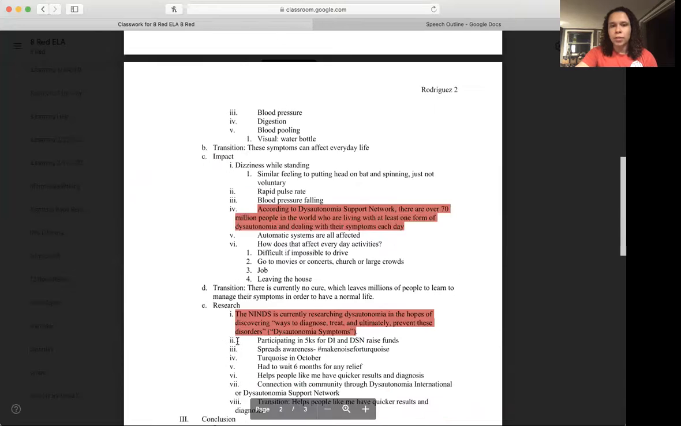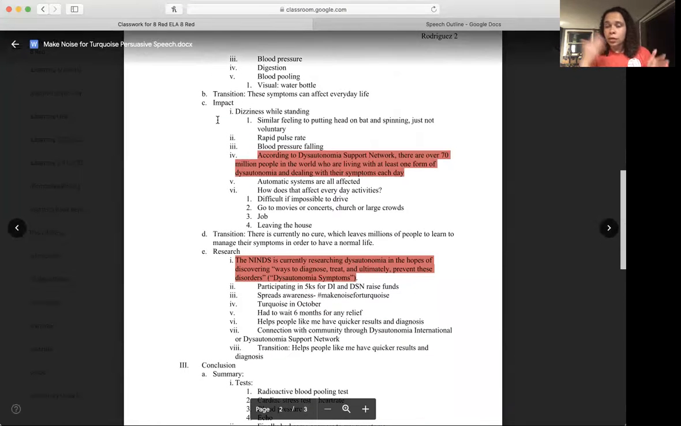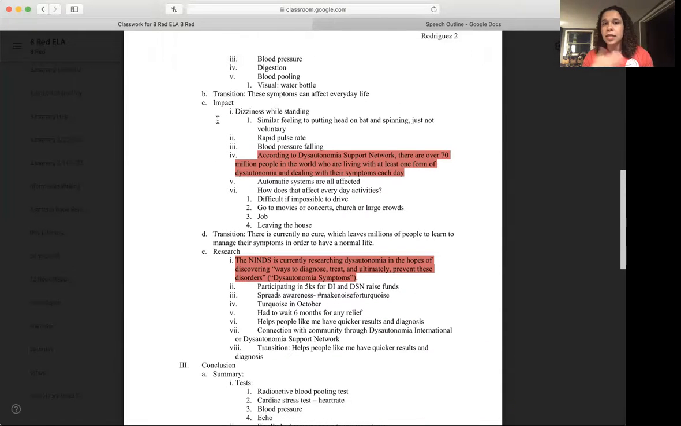That is my transition. Now I'm going to go back, talk about my second main point, and that is the impact the symptoms can have. Then I'm going to explain it. The things that are highlighted in red are the statistics and the actual research that I have done from my Q3 Writing for a Cause paper that I wrote for you as an example on Google Classroom.